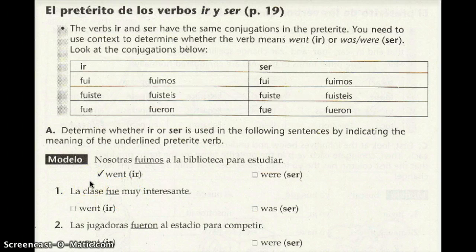And then otherwise, you just need to kind of pay attention to what the sentence is saying. Does it mean to be or does it mean went? So la clase fue muy interesante. Interesante is your hint here. So interesante means interesting, which means was, not went. Las jugadoras fueron al estadio para competir. So the players went to the stadium to compete. And there's your al right there, which should tell you that it's went.